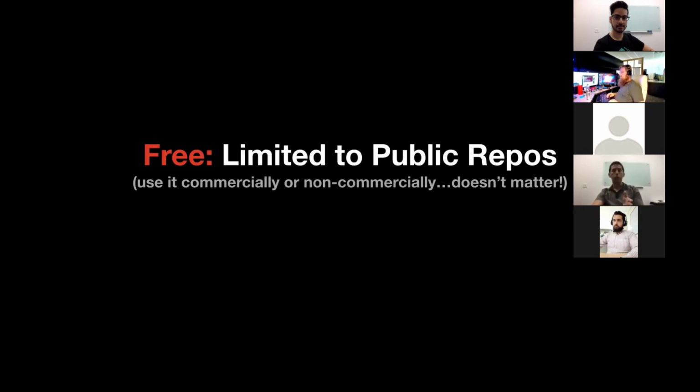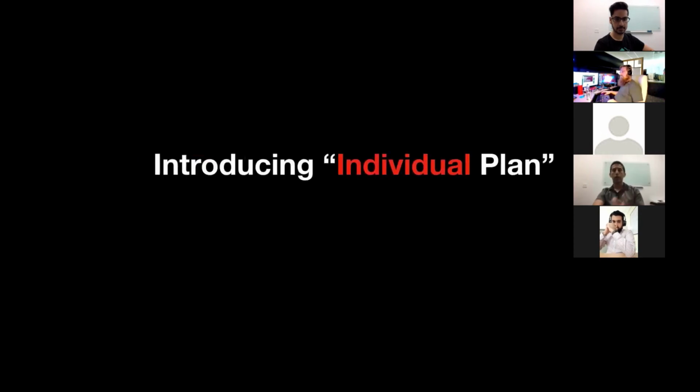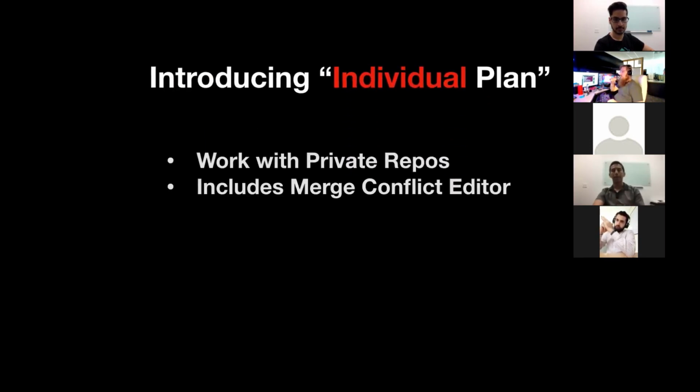But what that means, though, is that some people who are using it for personal use and opening private repos are going to now need to buy a license because they won't be able to open private repos. And for those people, especially internationally, they might be a little bit more price conscious. So we wanted to introduce a new individual plan for those people that lowers the barrier to entry even further. The individual plan is going to give you the ability to work with private repos, and it includes the merge conflict editor.